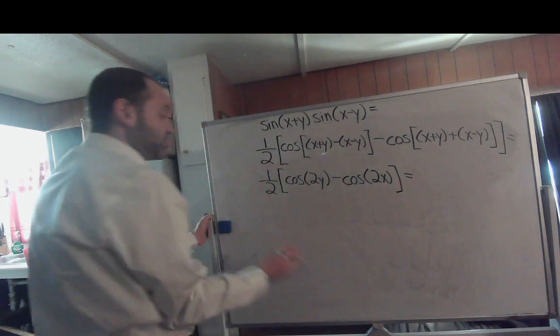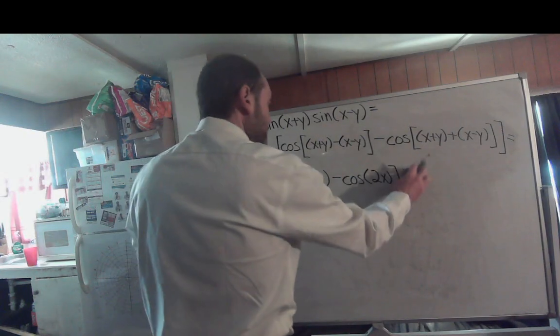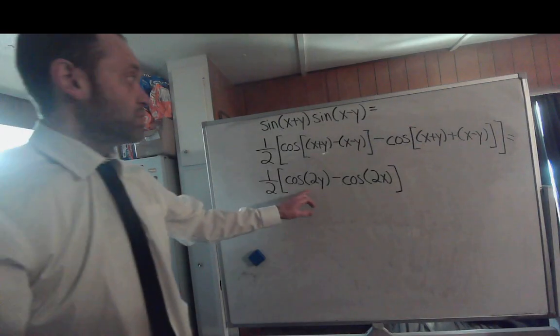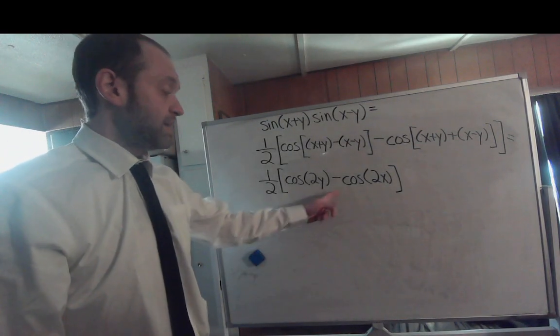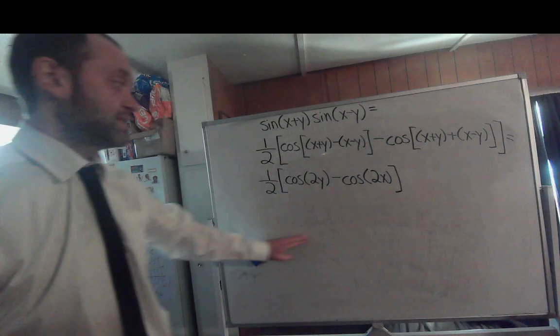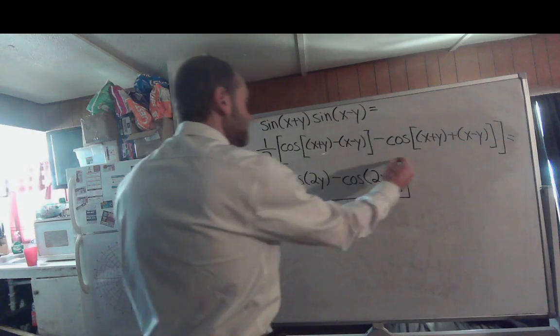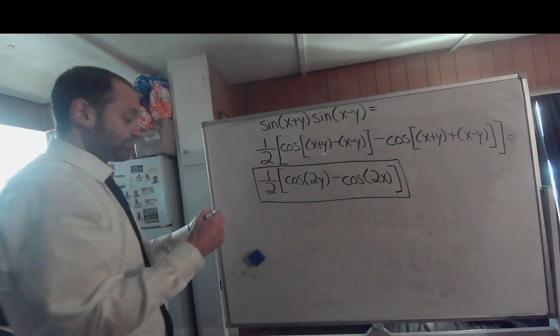So that should really be your final answer then. You should end up getting half of the quantity of the cosine of 2y minus the cosine of 2x as your final answer once you go ahead and simplify this.